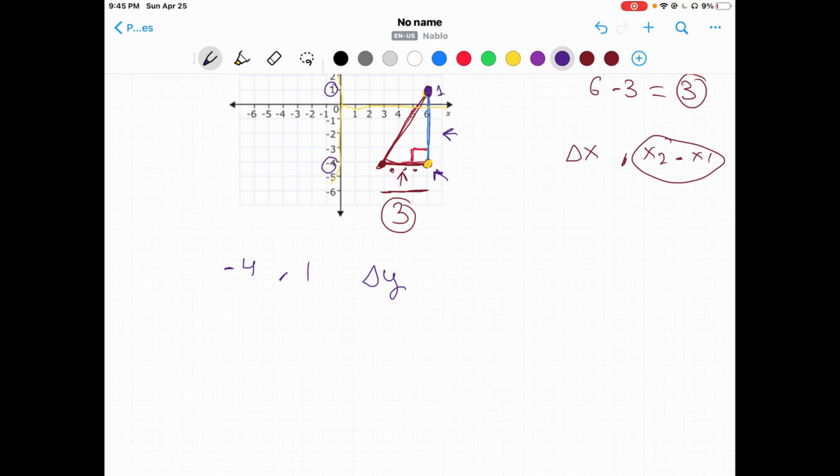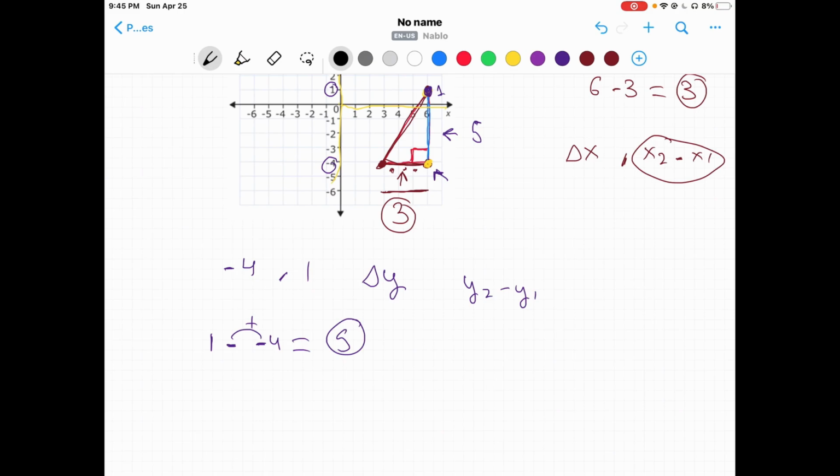And then we would use the same idea, the change in y, in order to solve for this side length right here, right? So 1 minus negative 4, because it is y2 minus y1, although the order doesn't matter, as I explained, because you are going to square the number and get a positive number either way. So you would get 1 minus negative 4 simplifies into 1 plus 4, which would be 5. And now you know that this side length right here is 5.